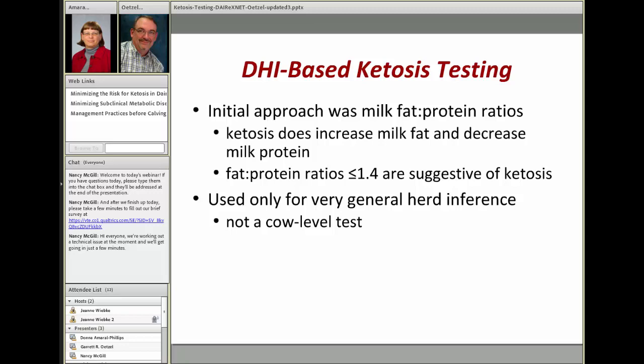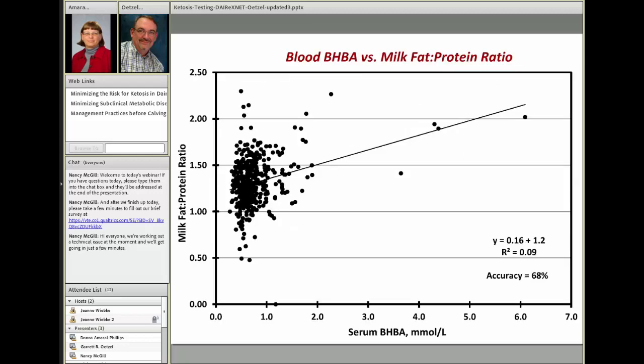We've used this for probably a decade now. It's a very general herd inference, not necessarily a cow level test, but herds that have a high proportion of cows with a high fat protein ratio do tend to be ketosis problem herds. So now you're using your monthly DHI test samples to get some inference on how the herd is doing. I'm going to show you some preliminary data that we have from some field studies where we collected blood, so it's going to be serum BHBA done in the laboratory compared to the milk fat protein ratio on those cows.